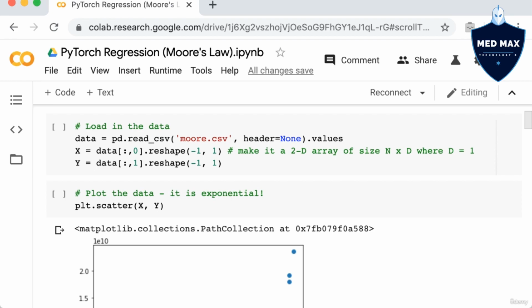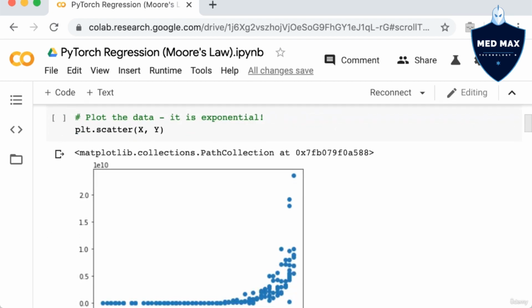Remember that the convention is X is a 2D array of size n by d, and Y is a 2D array of size n by k, where k is the number of outputs. Next, we are going to do a scatter plot of this data. Notice that it shows exponential growth, which we already know.